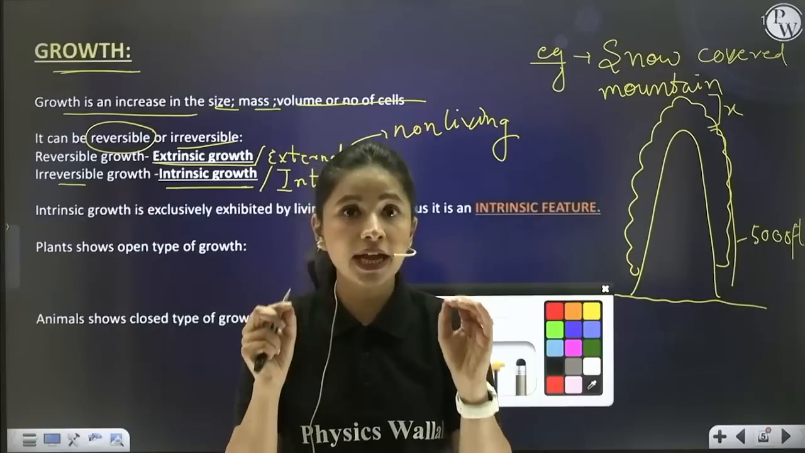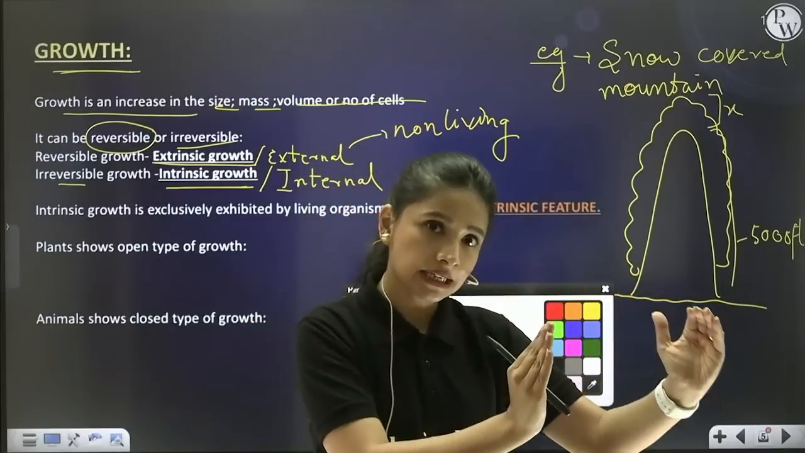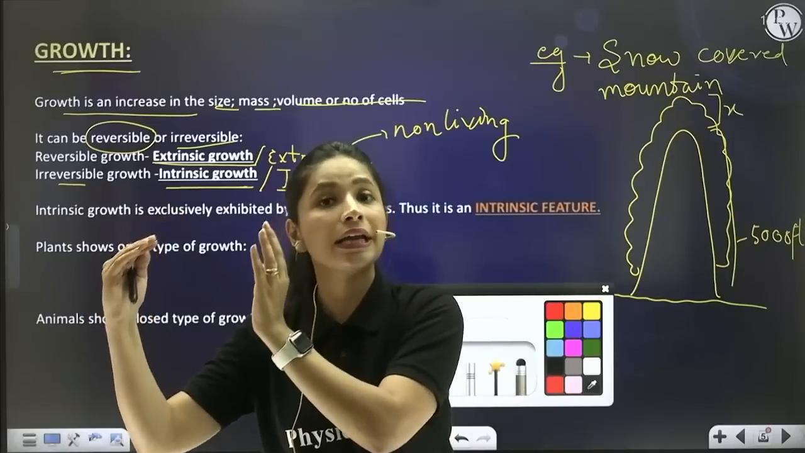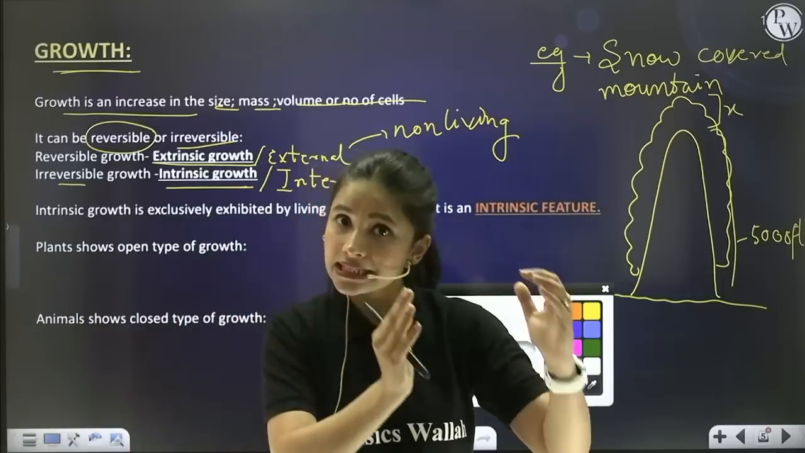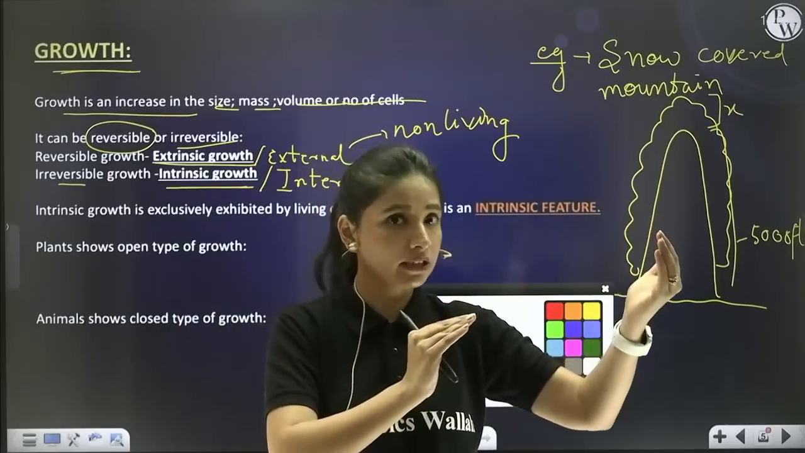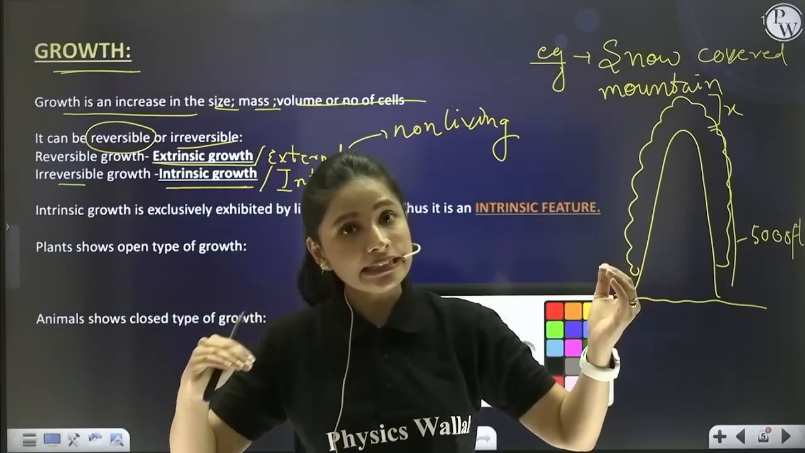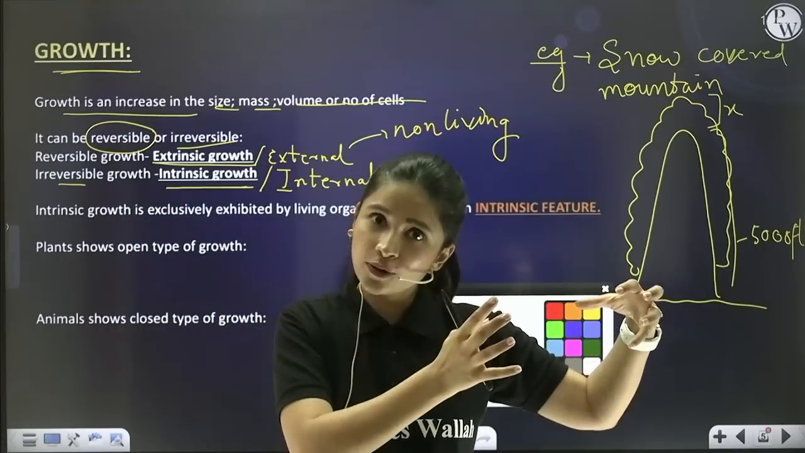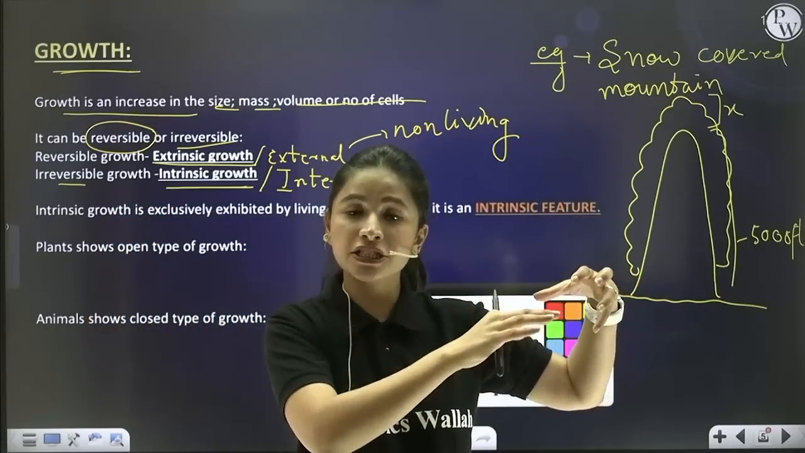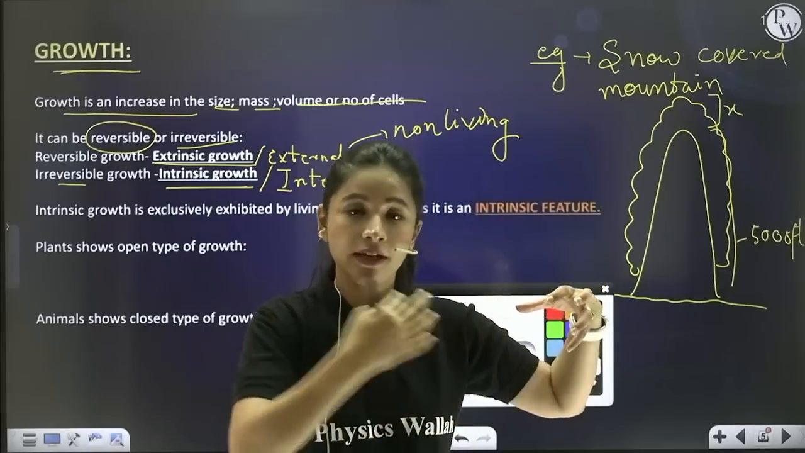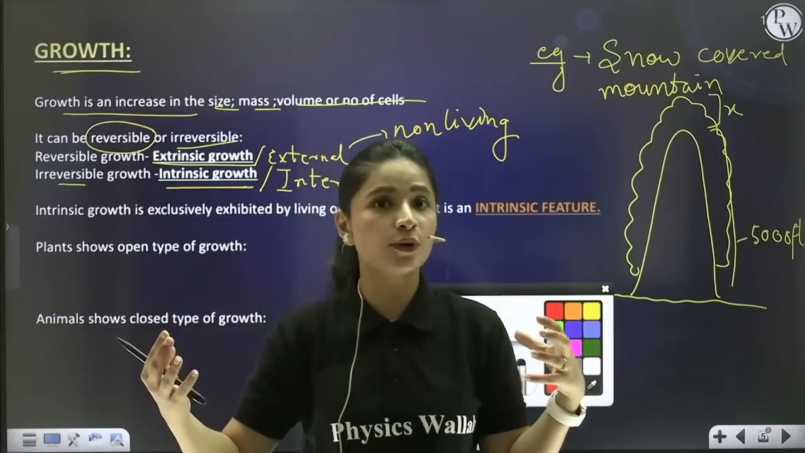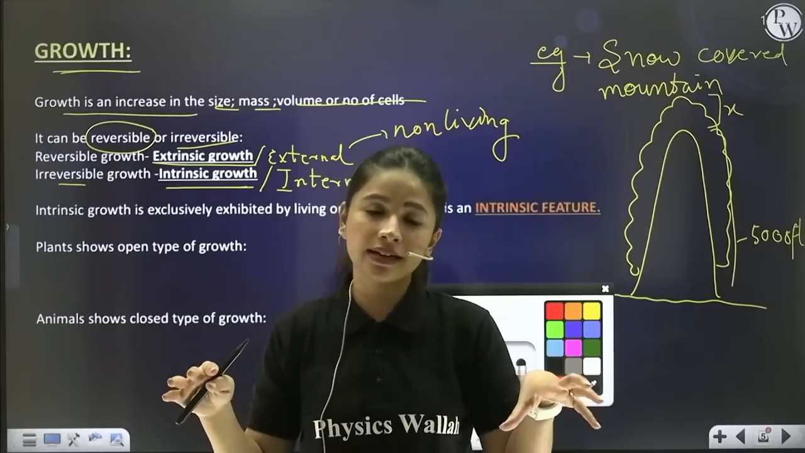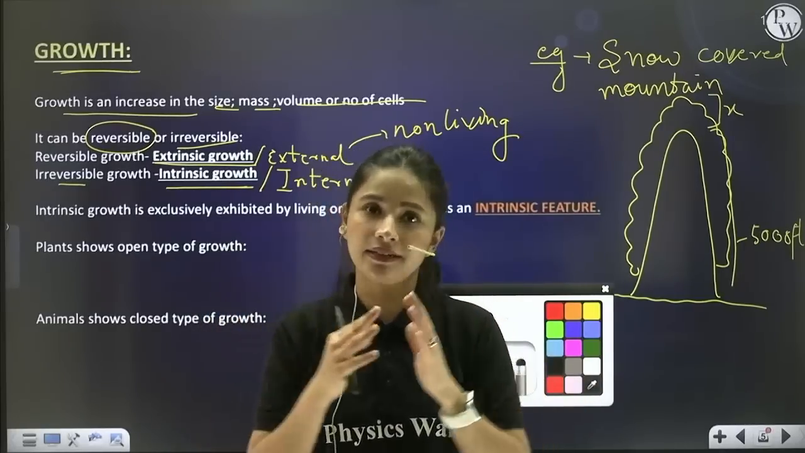So how many types of growth are there? There are two types of growth. External growth or extrinsic growth, internal growth or intrinsic growth. External growth is exhibited by non-living, whereas intrinsic is exhibited by living. External growth is reversible in nature, externally visible, whereas intrinsic growth is irreversible in nature, not directly visible and internal.